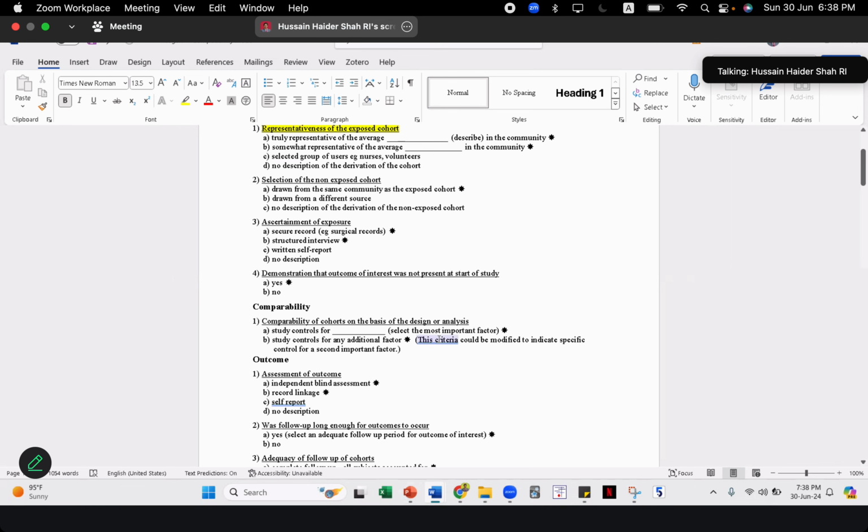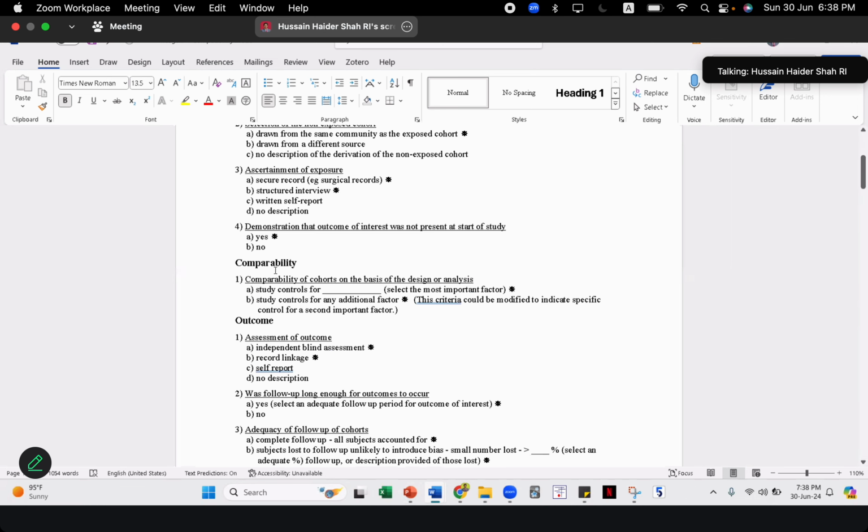Okay. So again, this heading has one question: comparability of cohorts on the basis of design or analysis. I will explain it to you thoroughly. Consider this. Now this has two options. Option A is the study controls for dash. Now it is the most important factor.